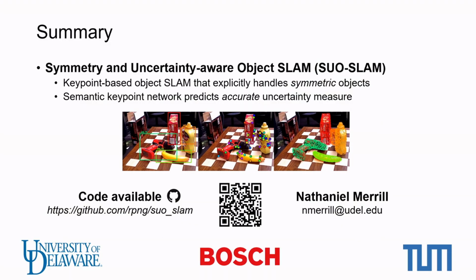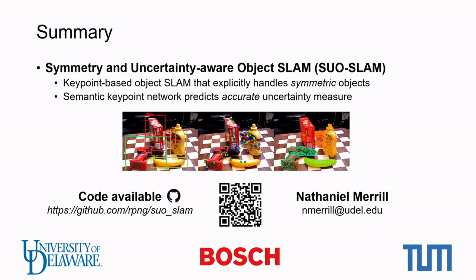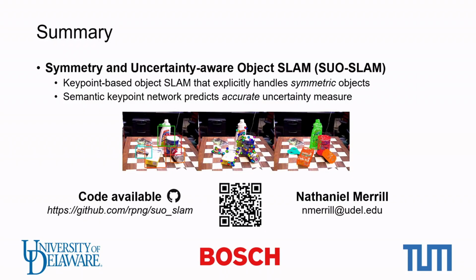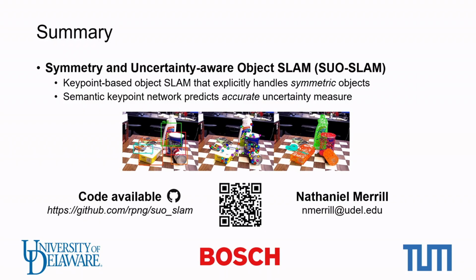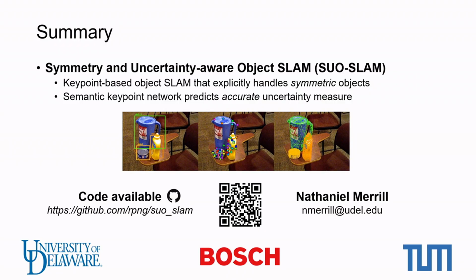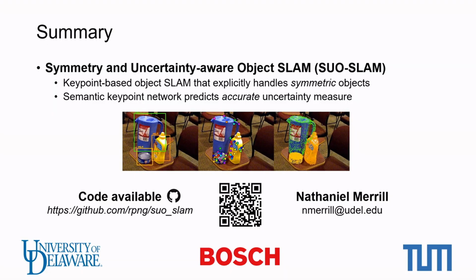In summary, we presented a symmetry and uncertainty-aware object SLAM, or SUO-SLAM system. It's a keypoint-based object SLAM system that explicitly handles symmetric objects. And we provide a semantic keypoint network that predicts accurate uncertainty.